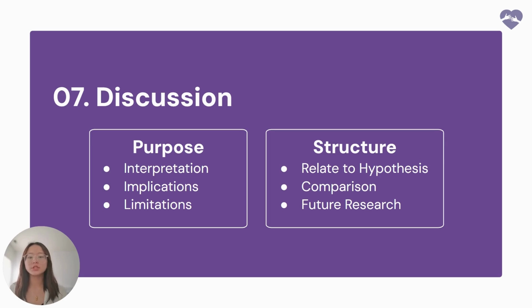Then, address any limitations in your study. No study is perfect, so it's important to acknowledge areas where your research may have fallen short or encountered challenges. This could include things like sample size limitations, potential biases, or constraints in your data collection methods. After acknowledging these limitations, suggest how future research could address them.